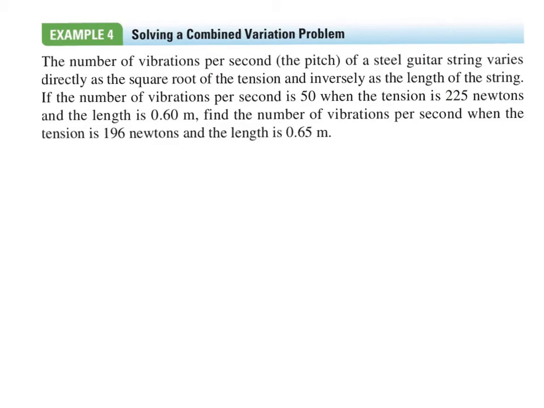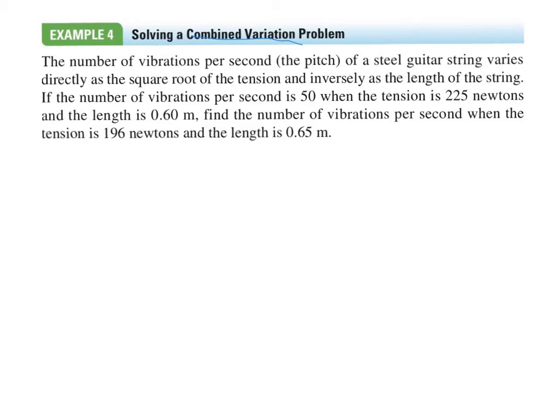Alright, the last type of problem we're going to do is what we call combined variation. Combined variation is where we have one quantity that varies directly with one thing and then inversely with something else. Like in this problem, it says the number of vibrations varies directly as the square root of the tension and inversely as the length of the string.